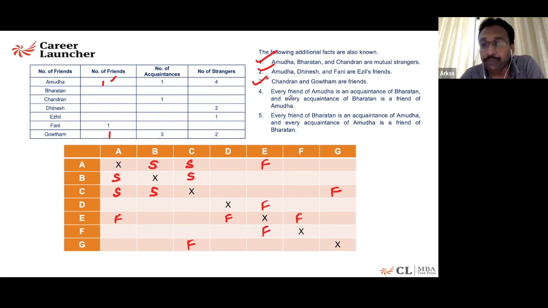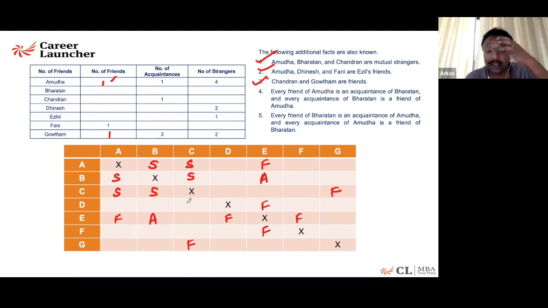Now let's look at this. Every friend of Amuda is an acquaintance of Bharatan. So A is a friend of E, so E has to be an acquaintance of Bharatan. B and E, acquaintance. Every friend of Amuda is an acquaintance of Bharatan. Now please understand, if B is an acquaintance of E, E is an acquaintance of B. This is done. Every friend of Amuda is an acquaintance of Bharatan, and every acquaintance of Bharatan is a friend of Amuda, which is obviously there in this case.